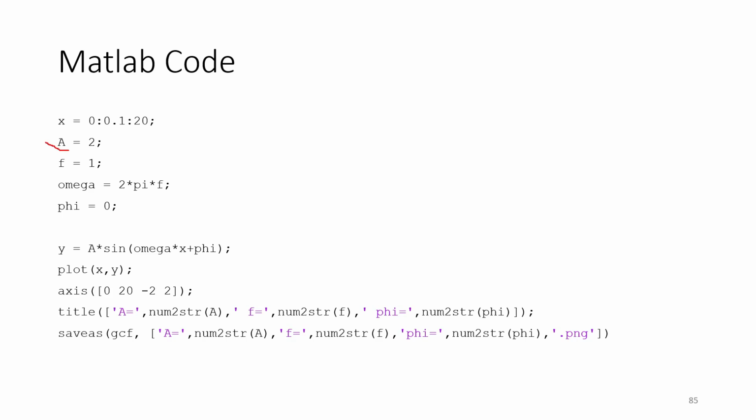So this is the amplitude, this is the frequency, and I set the phi here. All right, so I can use this sine function to create a sequence of values from x to y, and then I just plot it, and that's all. That's the MATLAB code. It's very short and elegant.